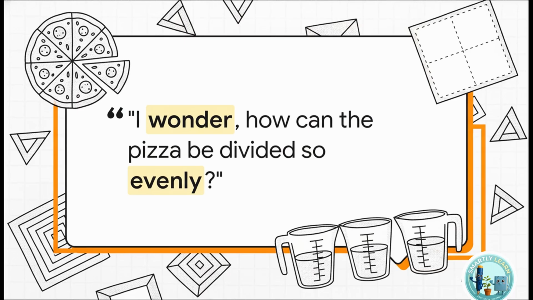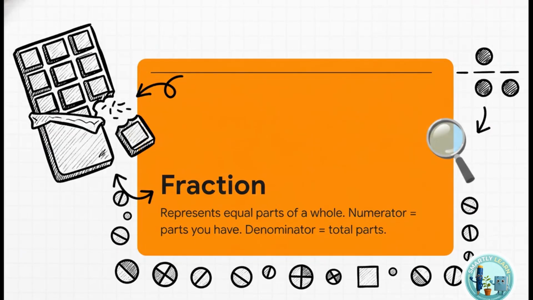For forever, people have needed a way to talk about parts of a whole. It didn't matter if you were dividing up land, sharing food, or measuring out ingredients for a project. You needed a system. And the hero that solves this problem? The fraction. The easiest way to think about it is with a chocolate bar.